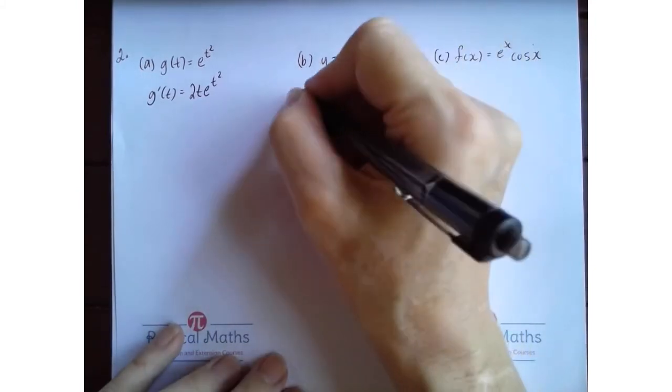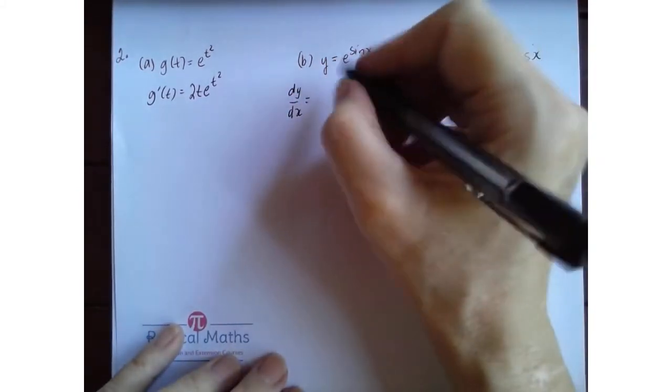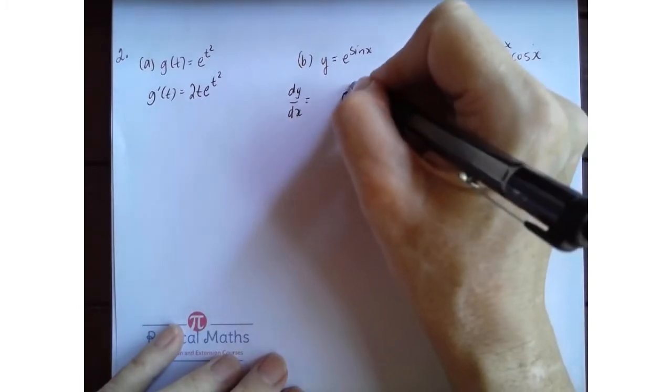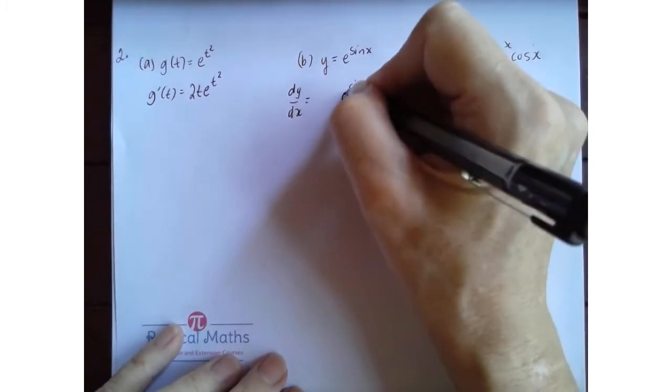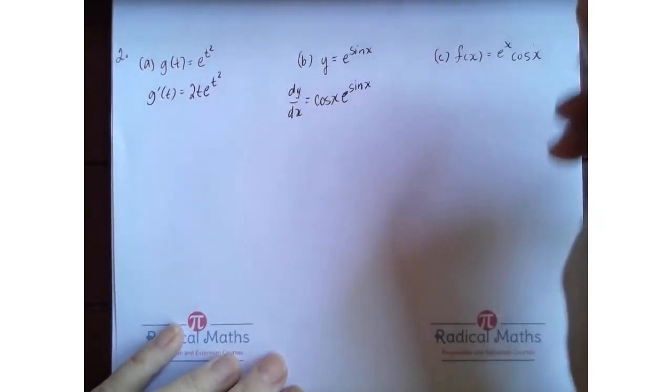y dash is not appropriate. We need to write dy/dx equals, and it's e to the sine x, because e has its own derivative, and then chain rule, derivative of that is cos x. So cos x e to the sine x.